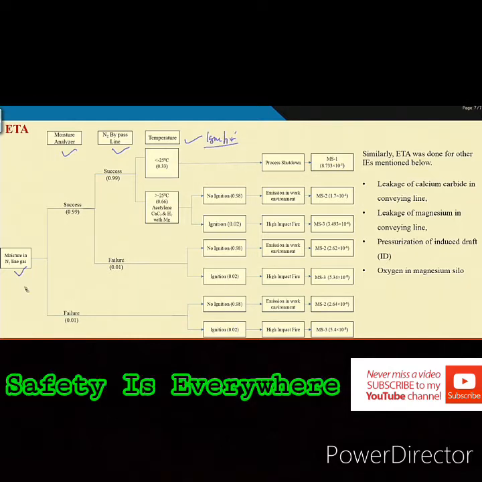So, then what are the situations? One of the situations is process shutdown, emission in work environment, high impact fire. Okay, so that means high and low impact fire. So, that will be there.